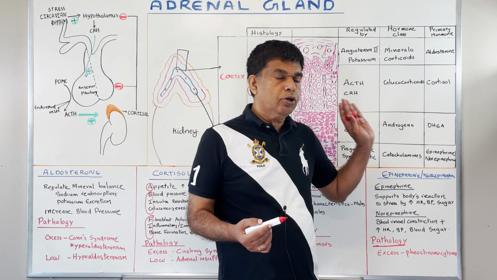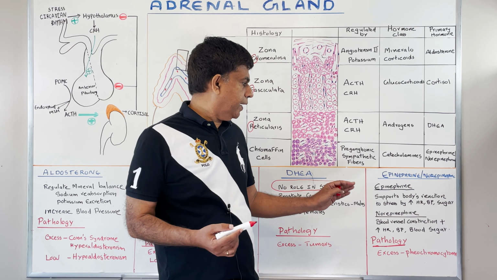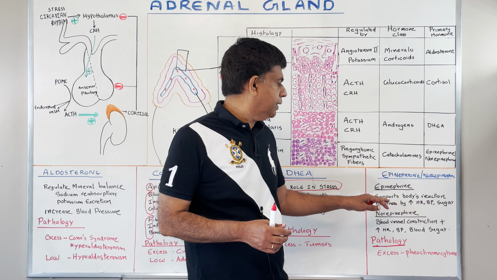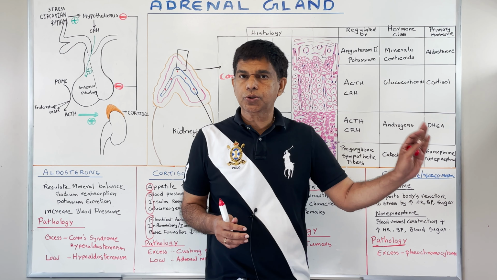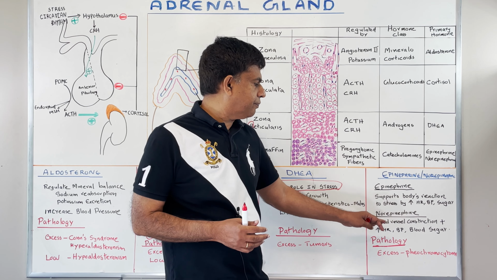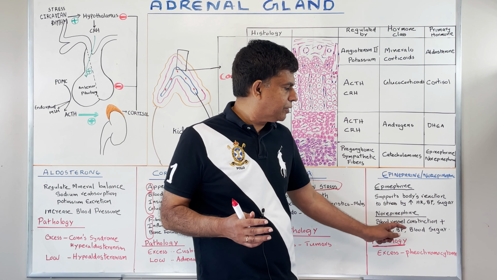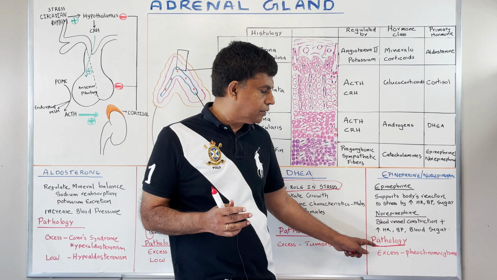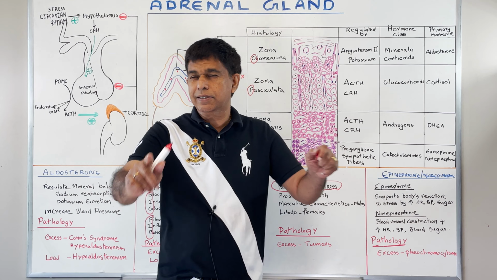Now, epinephrine and norepinephrine, we know the flight or fight activity in both of them, right? Let's look at the epinephrine. It supports the body's reaction to stress by increasing heart rate, blood pressure, and blood sugar. Norepinephrine causes blood vessel constriction, plus increased heart rate, blood pressure, and blood sugar. Now pathology, excess, mainly you have to worry about pheochromocytoma. Again, we're going to come back and teach you all about it.